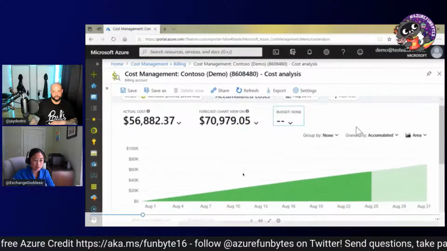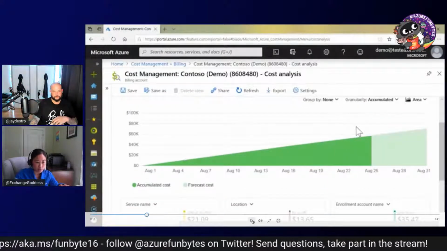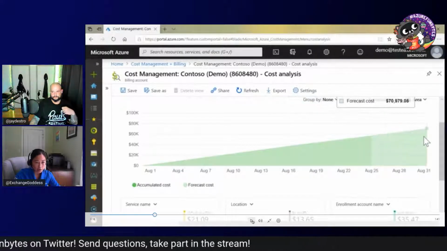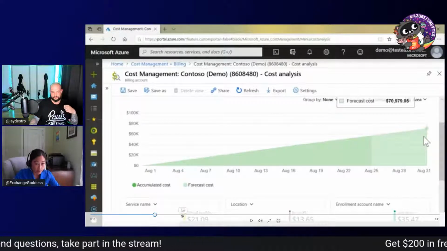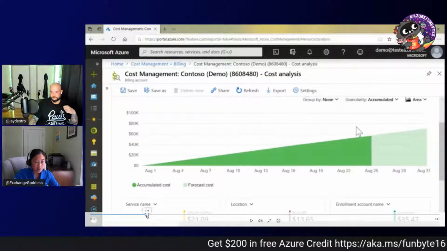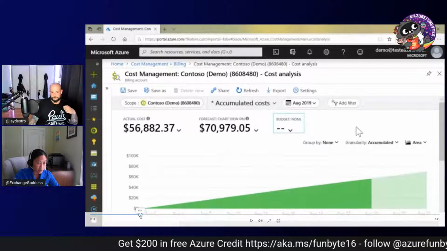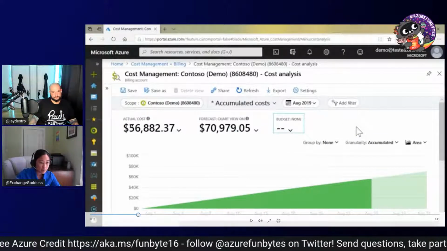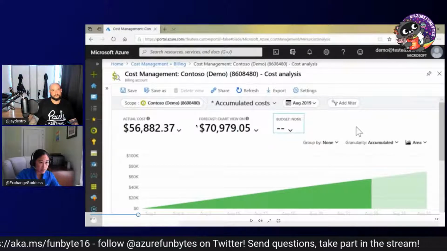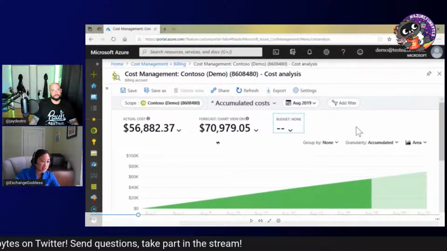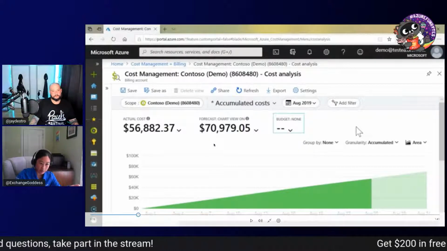And what it's doing here is you can see we've got some actual numbers of this account, and it's showing you from a cost analysis perspective what the forecast is and what the actual numbers are. It shows you what the accumulated cost is so far, and the forecast versus the actual cost. So right now, the actual cost is 56,000, and you're forecasted to be 71,000. Let's just round that up, right?